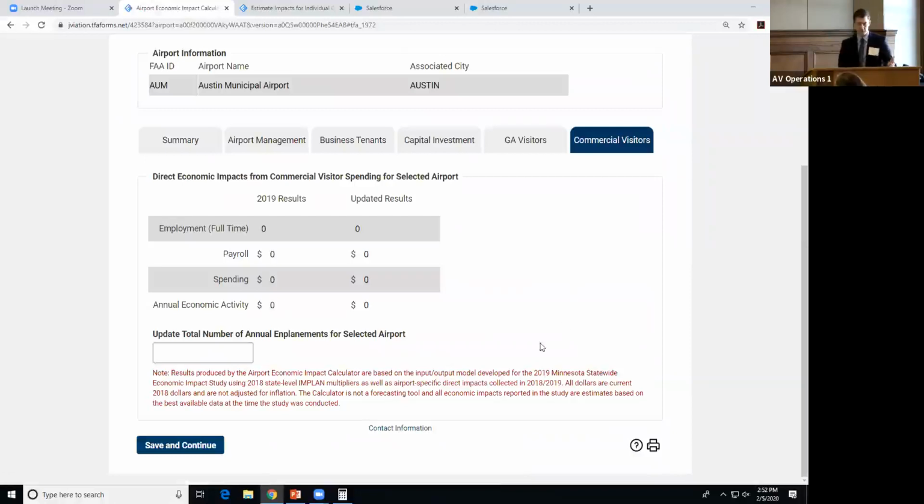We'd like to go through each tab, but I wanted to highlight here, as I mentioned, the commercial service visitor spending section. This is an airport without existing commercial airline service, so no matter what we put in here, we can say they're going to have lots and lots of enplanements. Nothing happens because there's no underlying data to drive this.